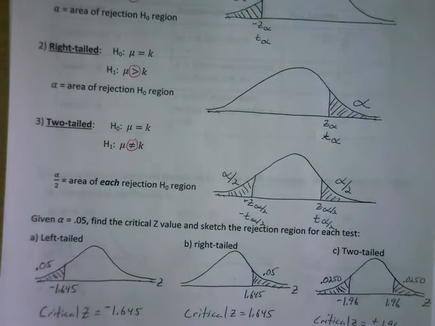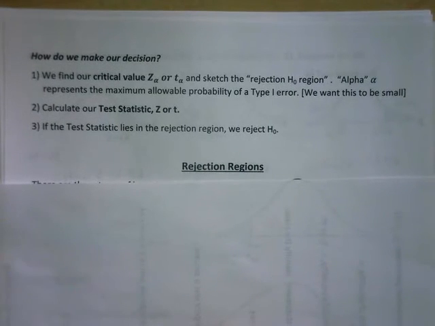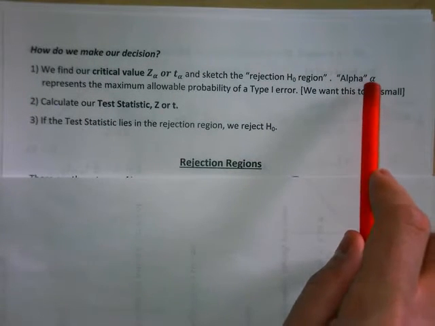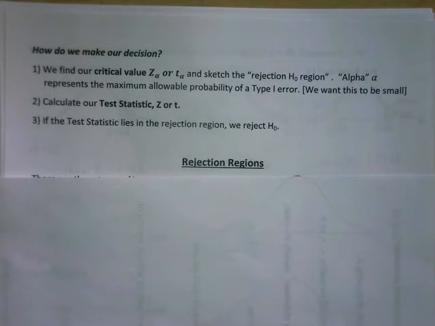Okay, so then we get to making a decision. What we do is we find something called a critical value, which is just a z or a t score. Now there's a little symbol there, alpha, which I'll explain here. So you find a critical value for z or t and sketch the rejection region for H0. Alpha, which is this little sideways fishy. That's not very mathematical, but that's how most people describe it. Almost like an italicized lowercase a. It's alpha. It represents the maximum allowable probability of a type 1 error.